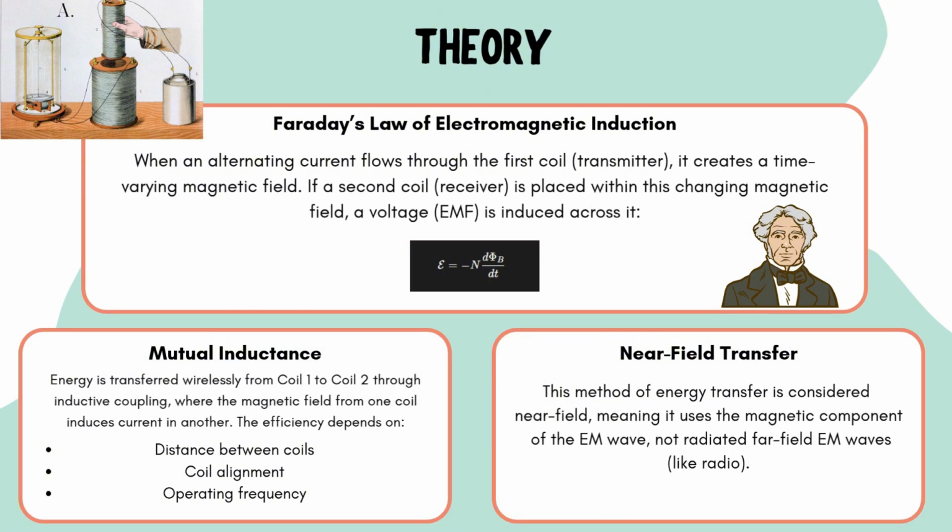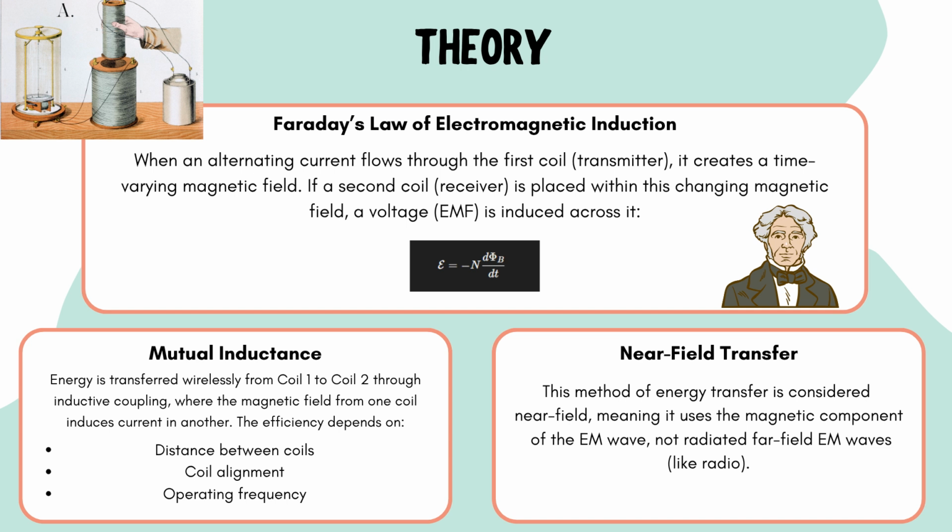There are three theories that we apply throughout this experiment. The first one is Faraday's law of electromagnetic induction. This theory applies when an alternating current flows through the first coil, which is the transmitter. It creates a time-varying magnetic field. If a second coil, which is the receiver, is placed within this changing magnetic field, a voltage, electromotive force, is induced across it. This theory comes with an expression: induced voltage is equal to negative number of turns in the coil times the rate of change of flux.